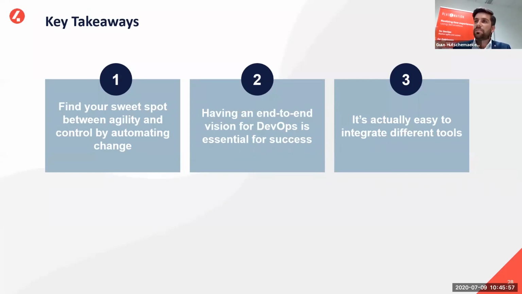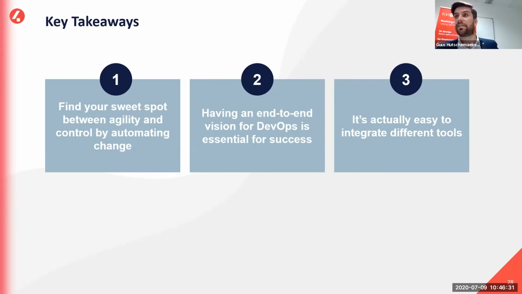By automating this change, we can really find the sweet spot between agility and control, just as Elmer mentioned. Then also having this end-to-end vision, a practical vision of what it should look like and what we're heading to, is essential to lay out the road towards success. And finally, the point I just made: it can actually be very easy to integrate tools, as long as they are modern cloud-based tools that use modern ways of integrating.